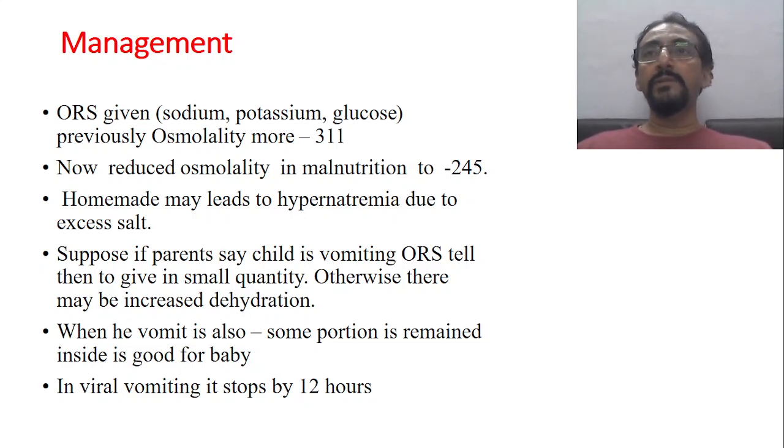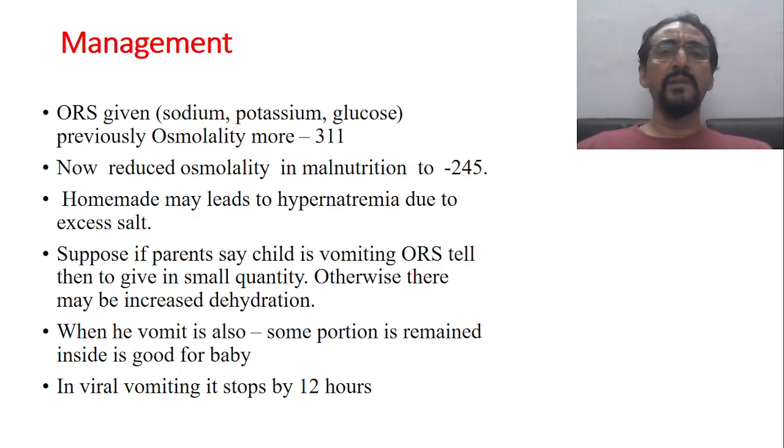Okay, so we know that in case of diarrhea, the first thing we have to do is ORS. ORS has to be given. ORS contains sodium, potassium, glucose, citrate, etc. Previously the total osmolality was about 311. Now there is a reduced osmolality for malnutrition, to about 245. Why is this reduced? Because an excess amount of sodium is already there in a malnourished child. So we have reduced the amount of sodium here, because more osmolality may lead to fluid retention and so many other problems. So therefore it has been reduced.